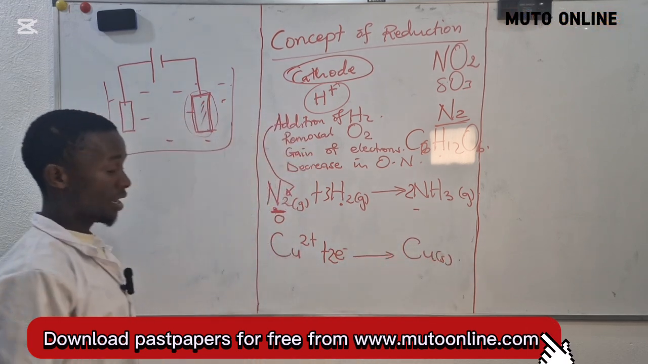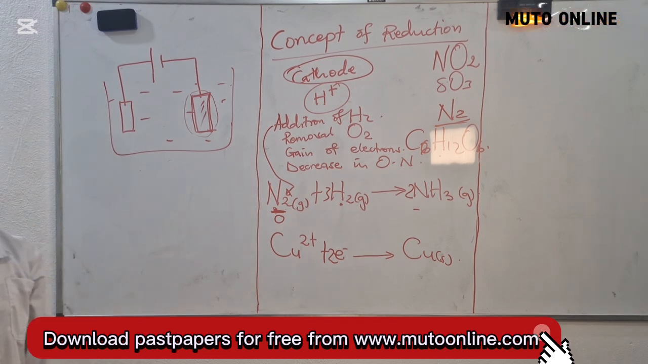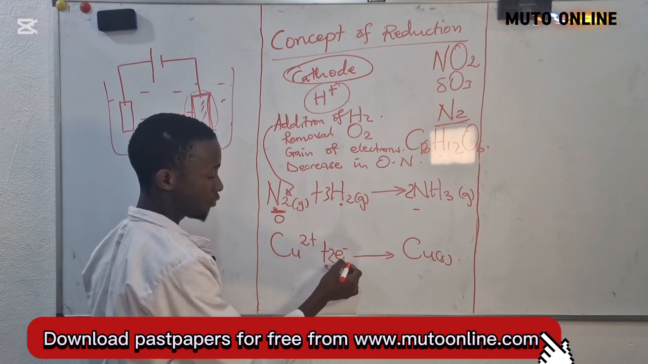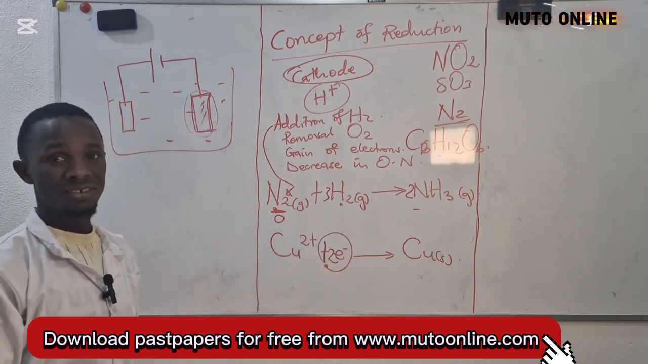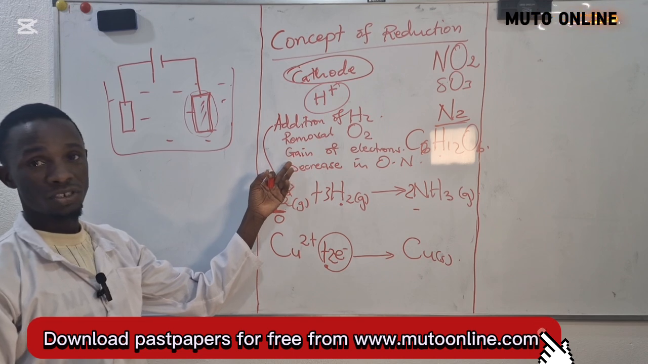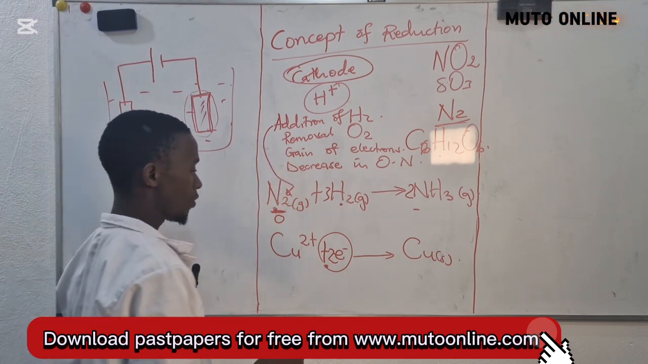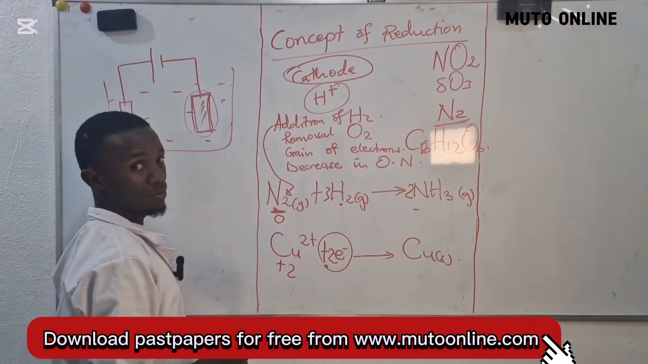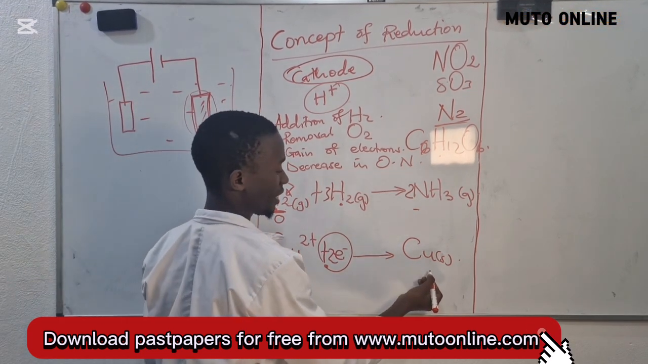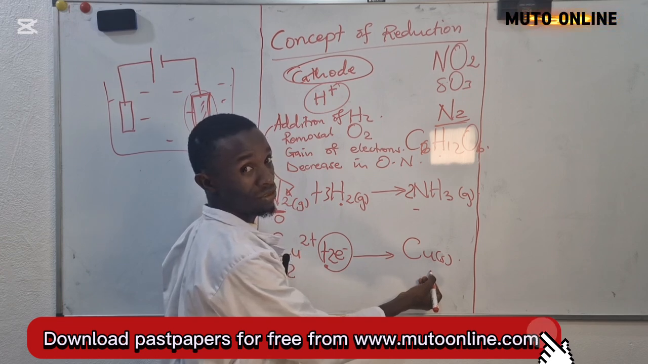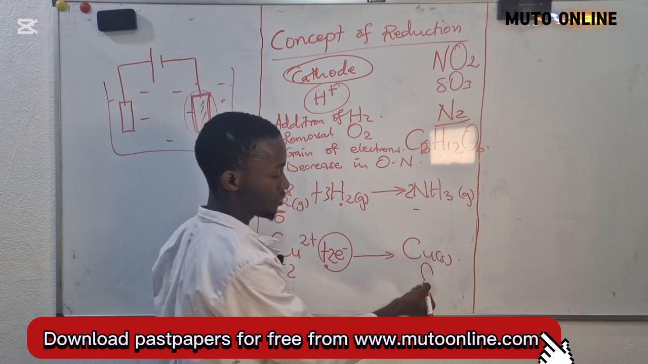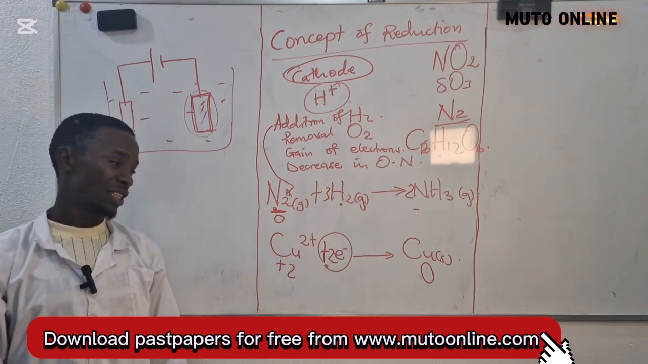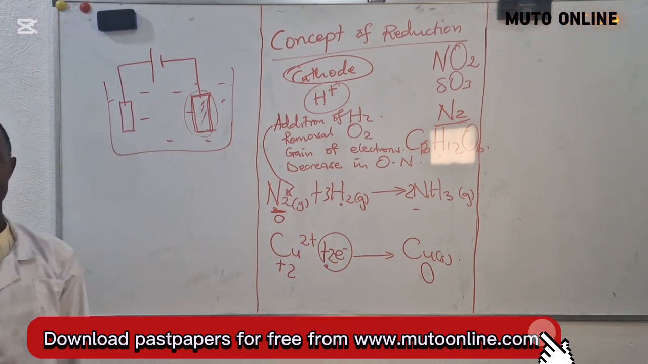This is a reduction reaction. Why? There is gain of electrons. That is one; it is part of the definitions. Two, this one has an oxidation state of positive 2. But copper, this time, is in an uncombined state. It's not an ion anymore, so it has an oxidation state of 0. Positive 2 is bigger than 0, so there is a reduction in the oxidation state.